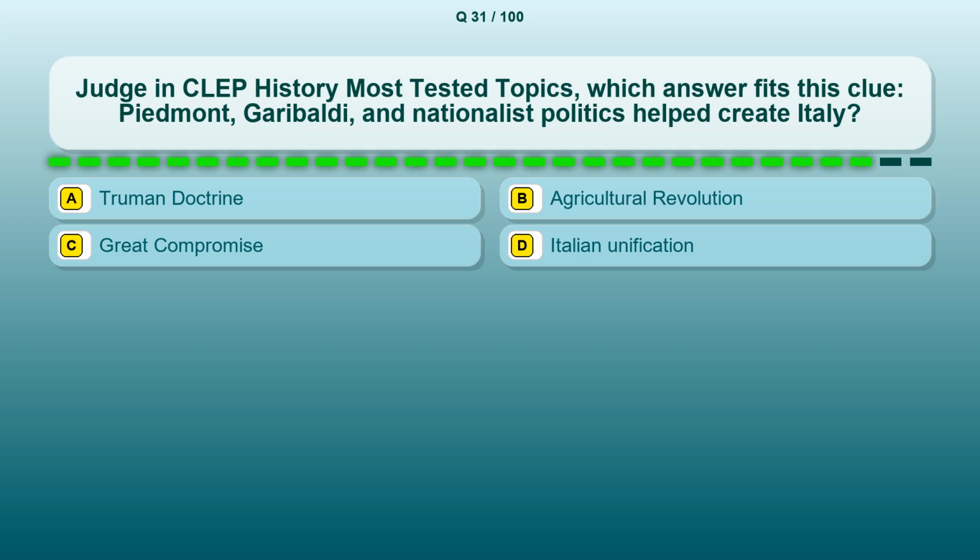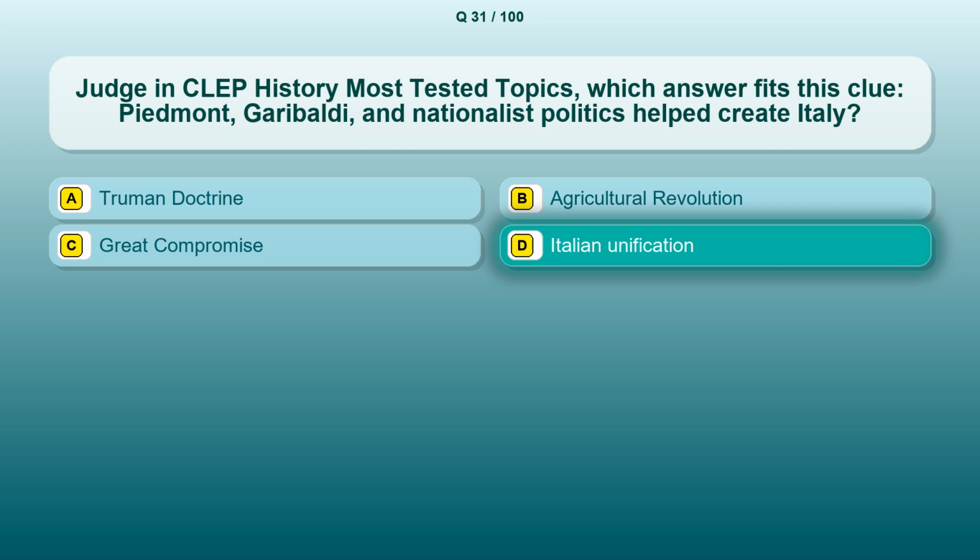Question 31. Judge the CLEP history most tested topics. Which answer fits this clue? Piedmont, Garibaldi, and nationalist politics helped create Italy. Option A, Truman Doctrine. Option B, Agricultural Revolution. Option C, Great Compromise. Option D, Italian Unification.